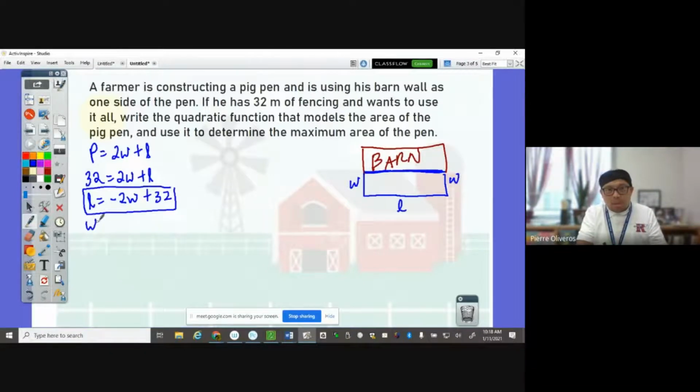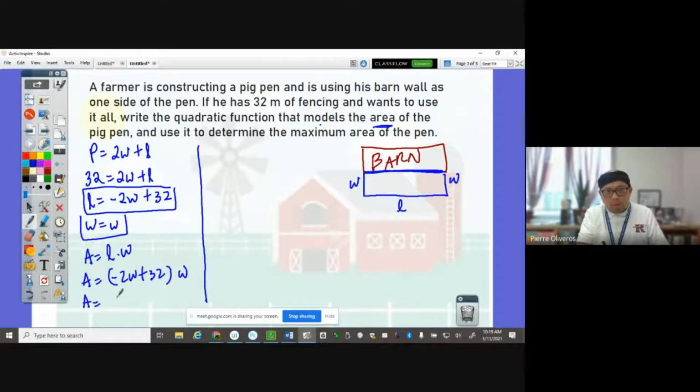And we know that W is equal to W here. We're going to find the area of the pig pen. So we apply the formula: area is length times width, and we know that the length is negative 2W plus 32, times W. So our equation here will be negative 2W squared plus 32W. And that's our equation.